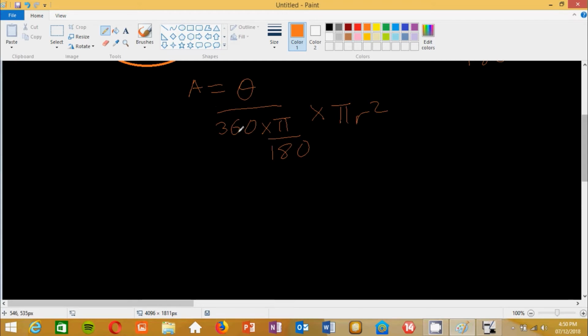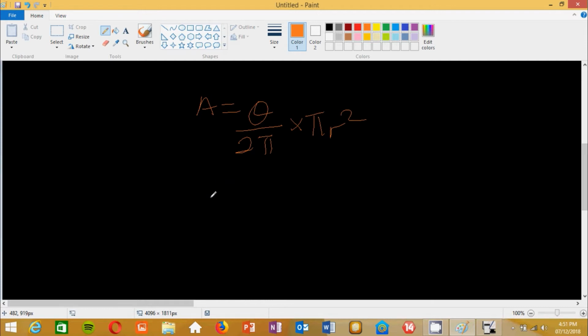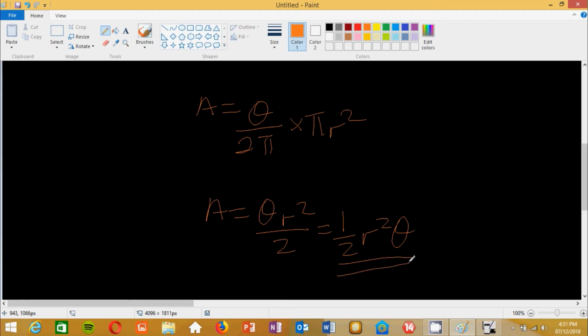This is what would happen. If you simplify this, 360 over 180 is 2, and 2 multiplied by pi is just 2 pi. So the area is therefore going to be equal to theta over 2 pi multiplied by pi r squared. The pi's will cancel out, because it would be pi over pi, and that would mean that the area is going to be theta r squared over 2, which is equal to a half r squared theta. So the area of the sector would be equal to a half r squared theta.